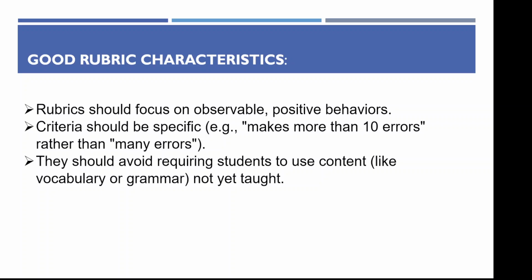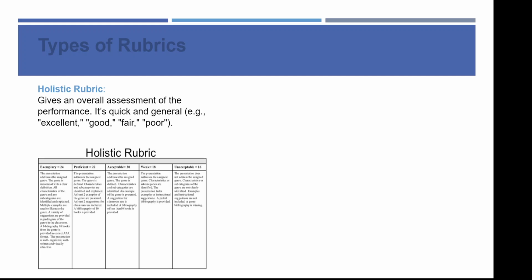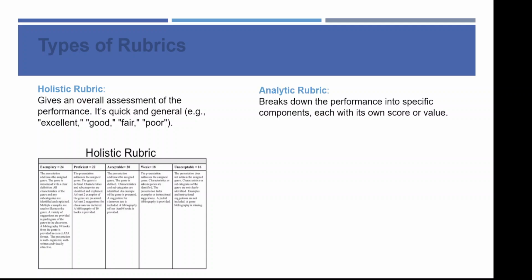They should avoid requiring students to use content, for example vocabulary or grammar, which is not yet taught. There should be a clear distinction between acceptable and unacceptable performance. Types of rubrics. There are two types of rubrics. First one is holistic rubrics and second one is analytic rubrics.